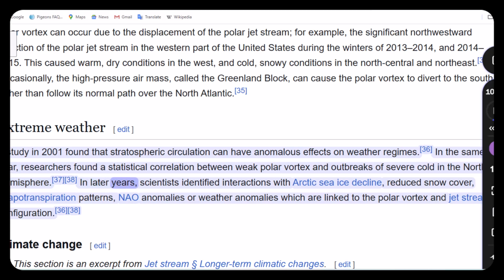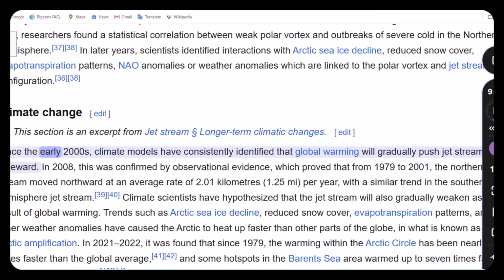In later years, scientists identified interactions with Arctic sea ice decline, reduced snow cover, and evapotranspiration patterns, weather anomalies which are linked to the polar vortex and jet stream configuration. Since the early 2000s, climate models have consistently identified that global warming will gradually push jet streams poleward.